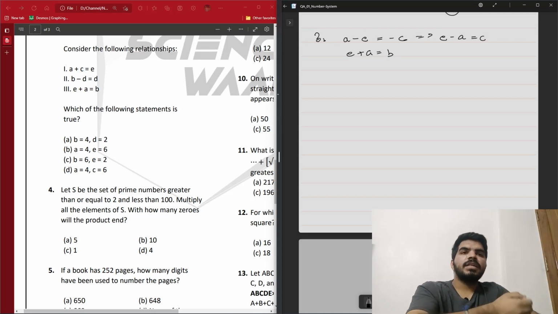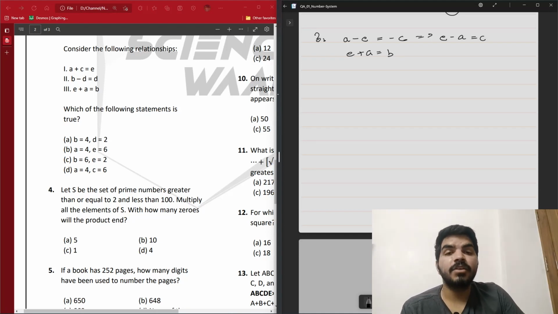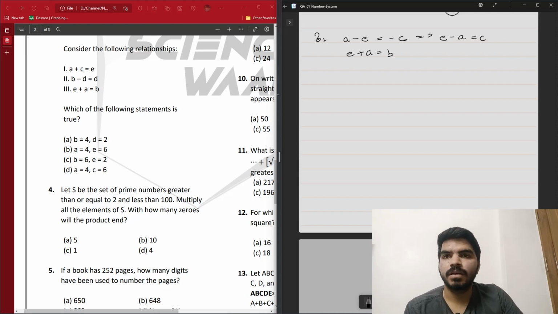It is clear that all of them can't be negative. I mean, any of them can't be negative. So E will definitely be greater than A. One thing is clear: we are adding these two terms, which will come as 2E is equal to C plus B.